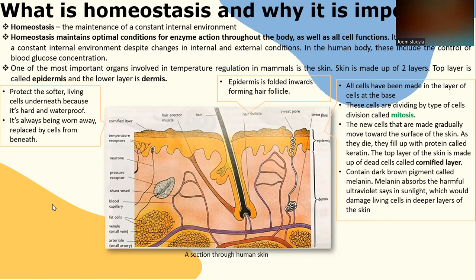One of the most important organs involved in temperature regulation in mammals is the skin. Skin is made up of two layers. The top layer is called the epidermis, and the lower layer is called the dermis.